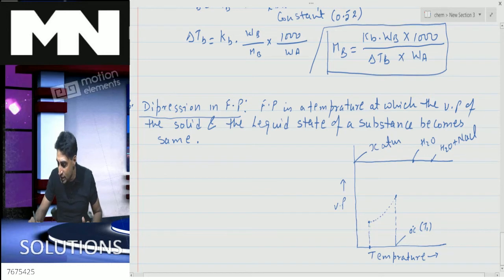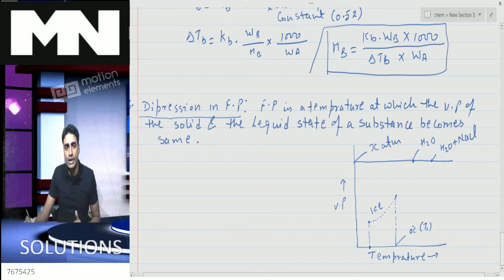So this curve is showing ice. Again, I'm recapitulating it. Say this temperature is minus 10 degrees Celsius. At that I have got a sample of ice. I'm heating ice, its vapor pressure is increasing. At 0 degrees Celsius, this is the vapor pressure of ice.